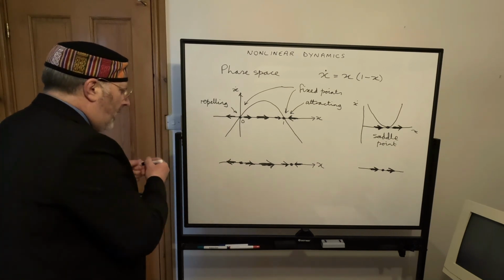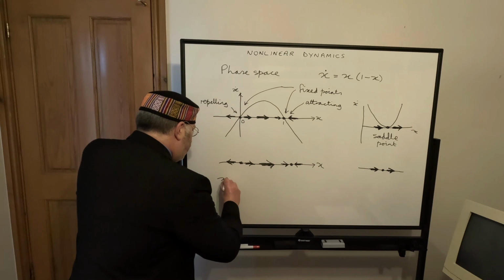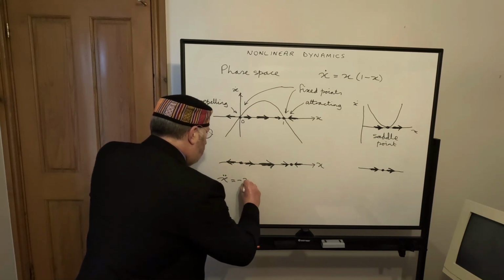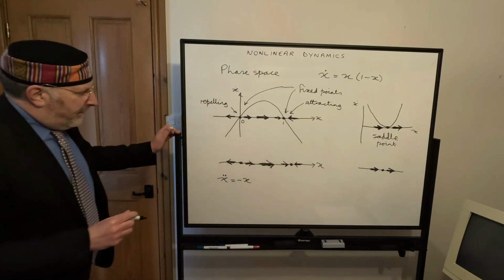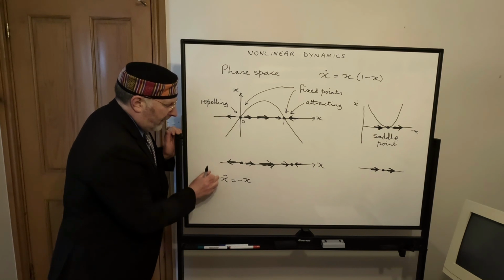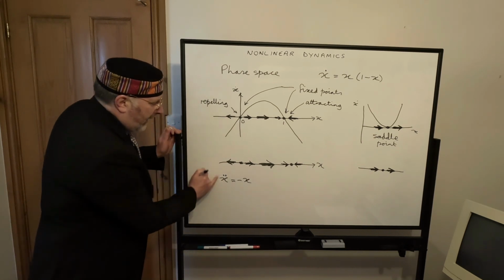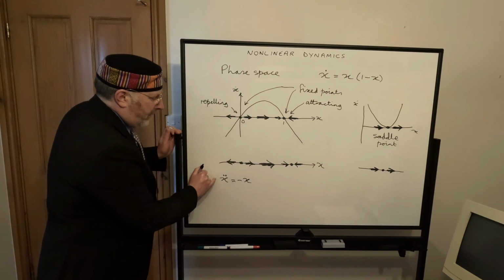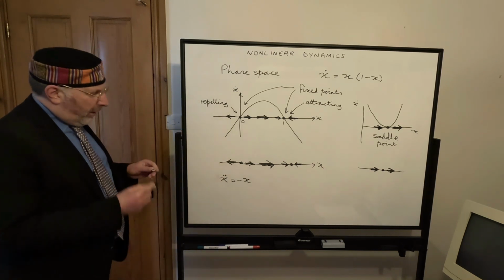Now you might say, well, what about x double dot equals minus x? That is the equation of a simple harmonic oscillator. So that gives oscillation, and it's only got one variable, so it looks one-dimensional.